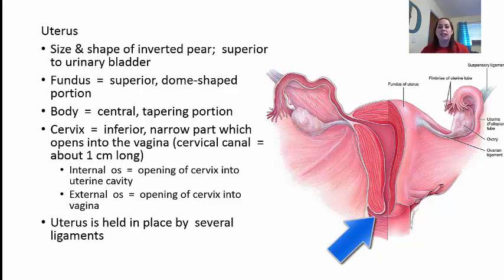So the cervical canal is only about 1 centimeter long. It's not a very long area, but this is also the area that has to dilate and open during labor and delivery, up to 10 centimeters. There is an internal opening. This opening is into the cervix. It's the cervix opening into the uterine cavity, whereas the external opening is the opening of the cervix into the vagina. The uterus is held into place by several ligaments that help hold it where it needs to be.